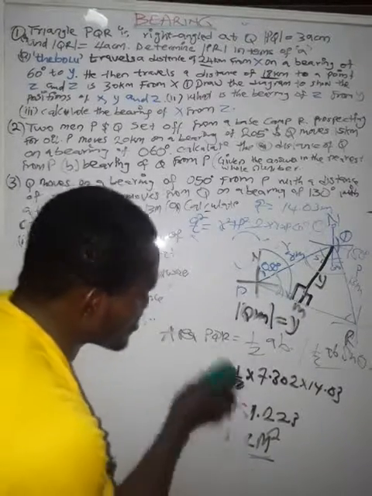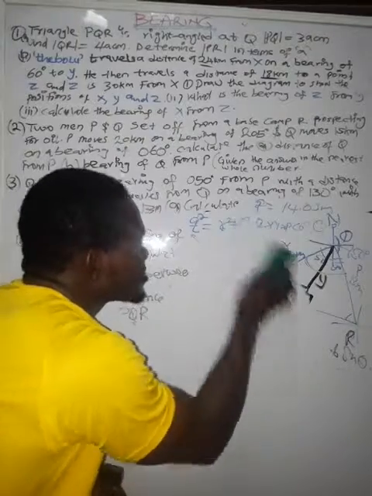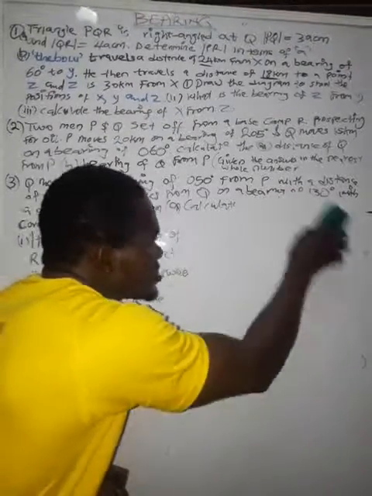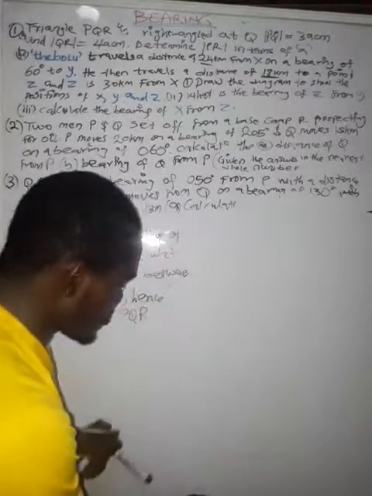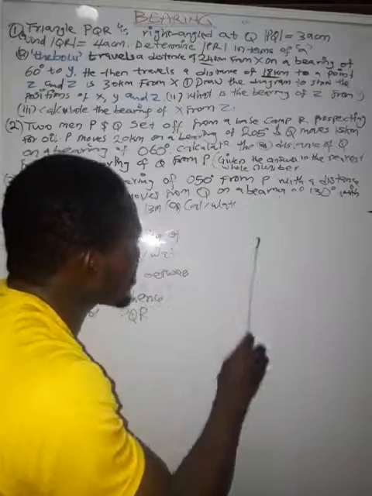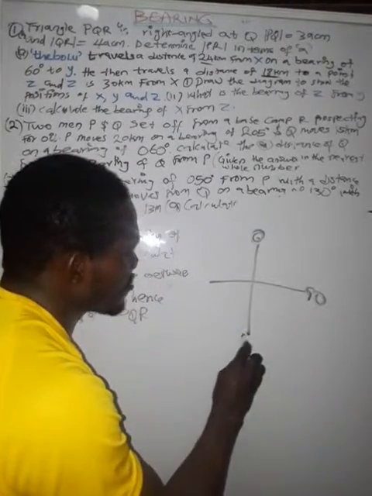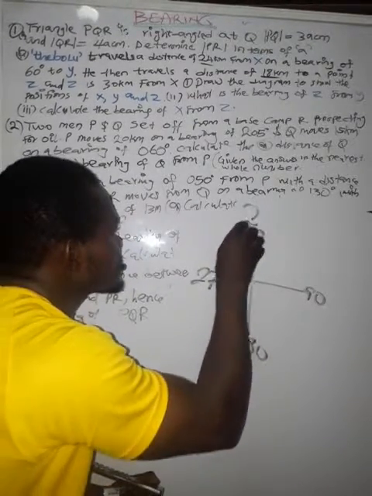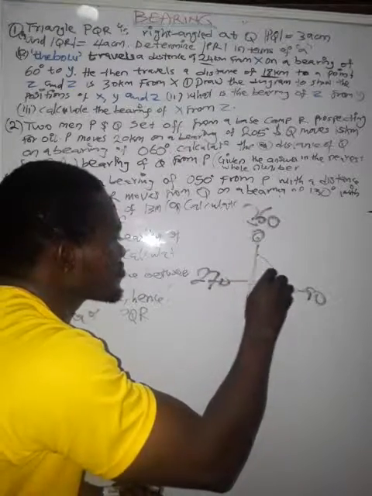So that is all about bearing. Don't forget, I said you need to manipulate your way with the quadrant. So don't forget, this is the quadrant. This is 0, 90, 180, 270, 360, and all angles start from here and move.